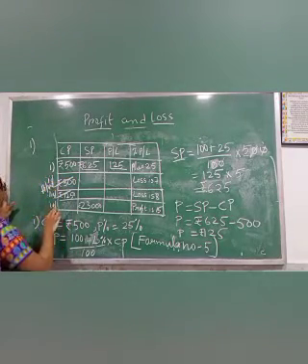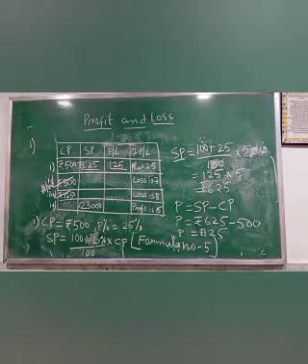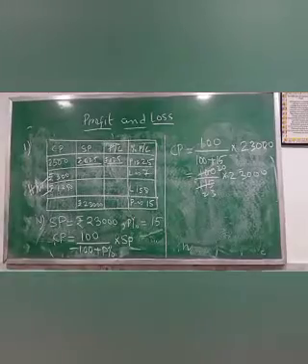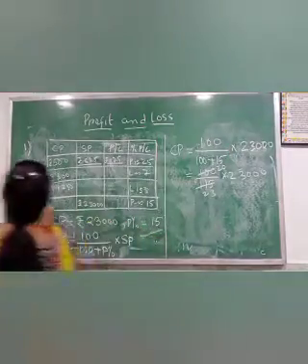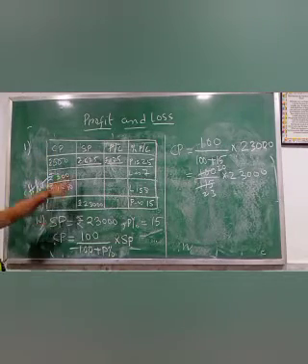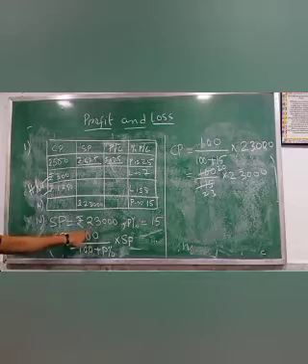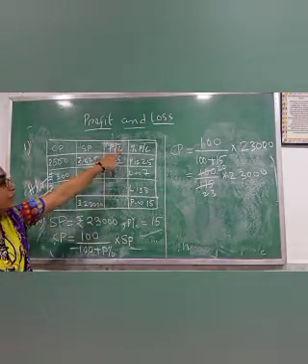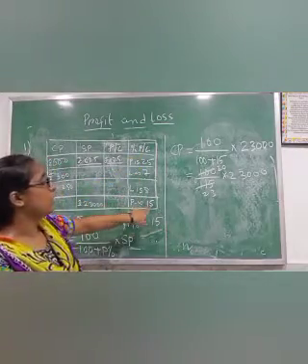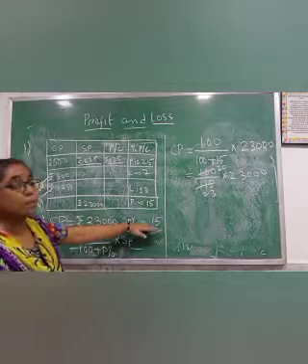Now I will do question number 4. Write this one first. Now class 9, question number 4, this one I am doing. In this question CP is not given, SP is given. How much? 23,000. So I am writing SP equals rupees 23,000. Profit or loss is not given. The percentage of profit is given as 15. So we have SP and profit percentage.